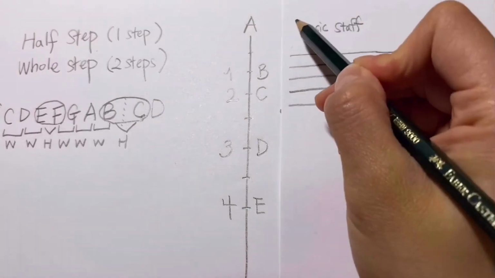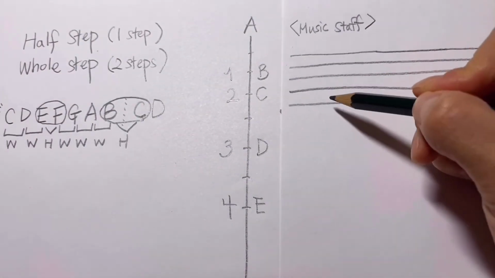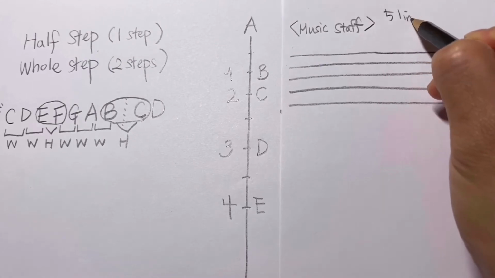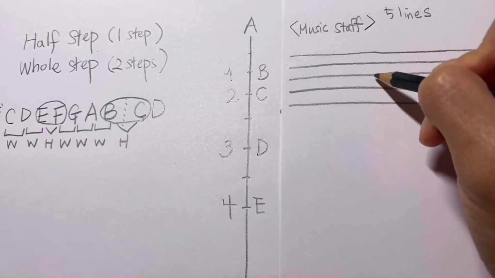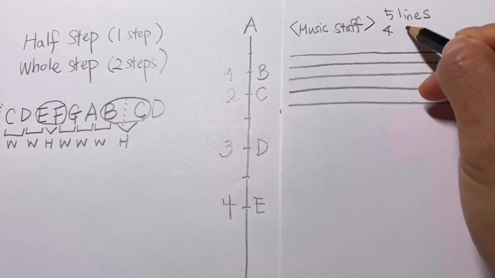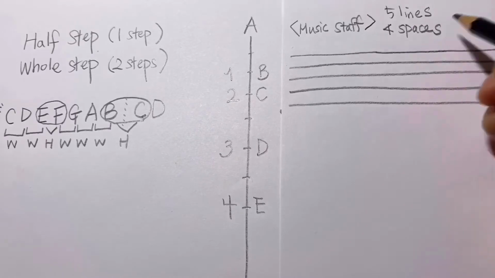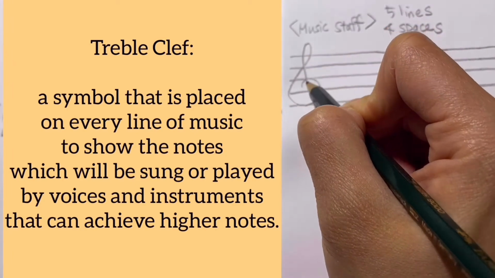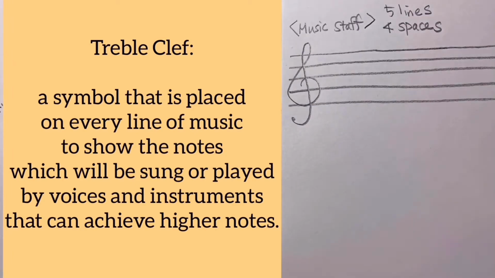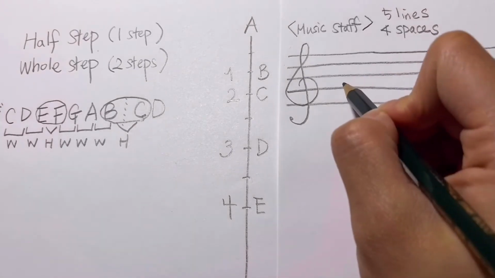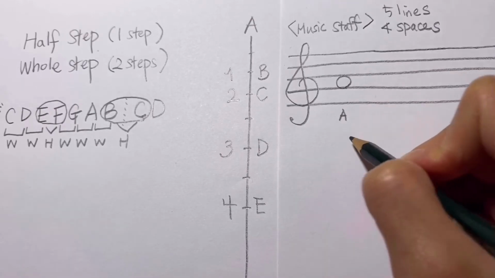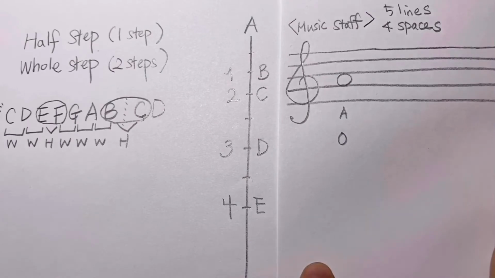Now let's look at the notes in the music staff. Here's first line, second line, third line, fourth line, fifth line. So music staff has 5 lines. And first space, second space, third space, fourth space. We have 4 spaces in music staff. And then I'm drawing treble clef. And A, open string A, is on the second space of music staff. And open string is marked as number 0.